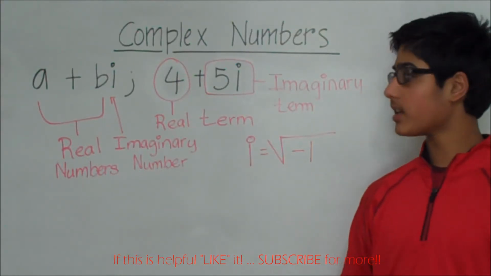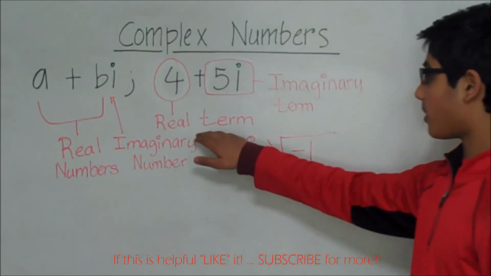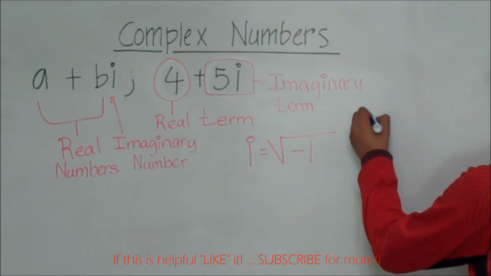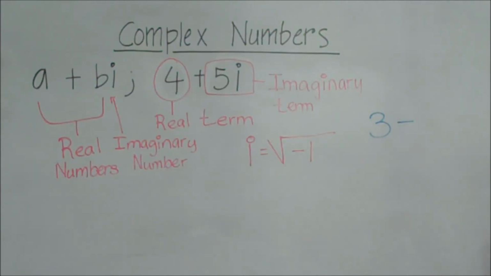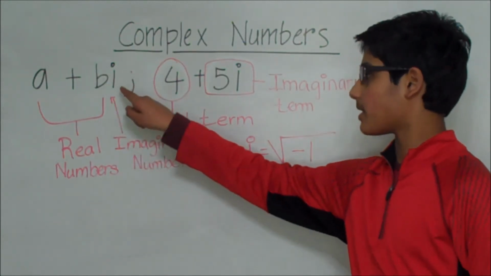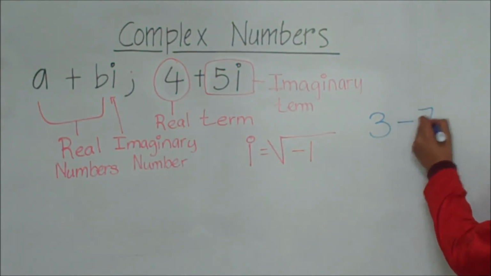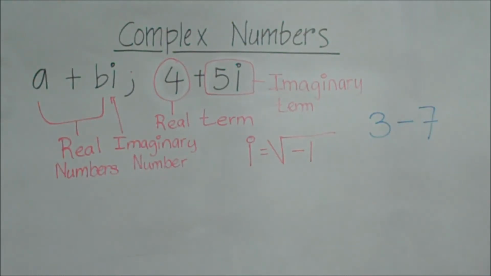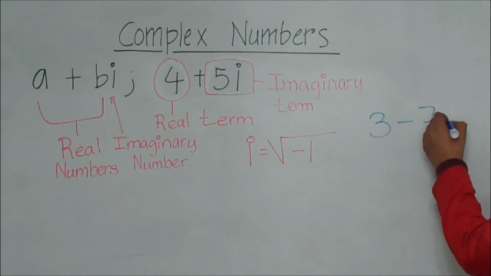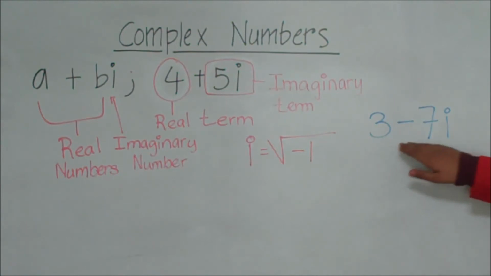Now, let's come up with another example of complex numbers. So, we have our real term. Let's say our real term is 3, minus, let's say, and our imaginary term. So in our imaginary term, we have a real number times the imaginary number. So the real number, let's say, is 7 times the imaginary number, which has to be i. So we have our complex number, 3 minus 7i.